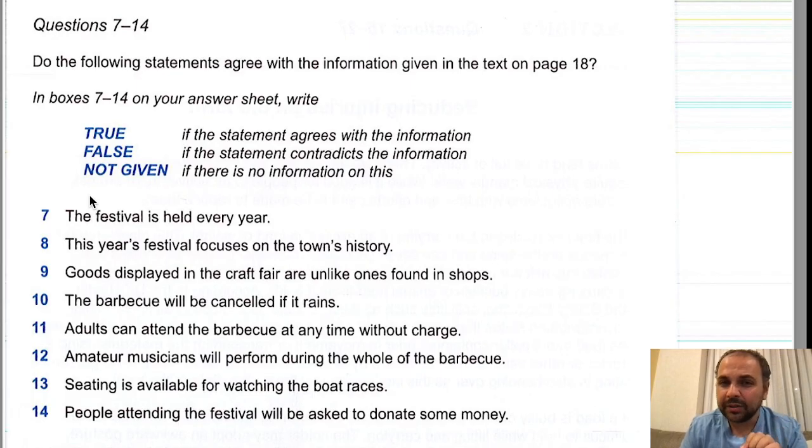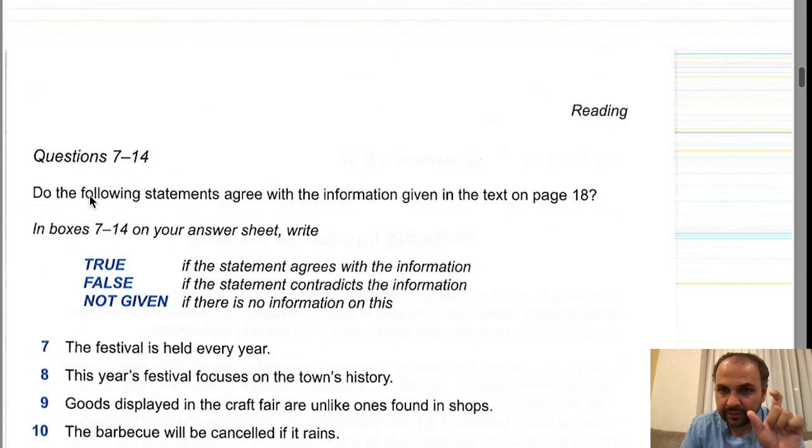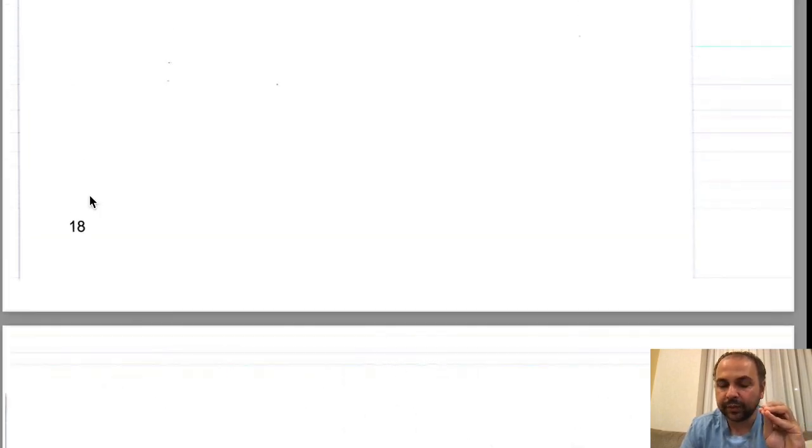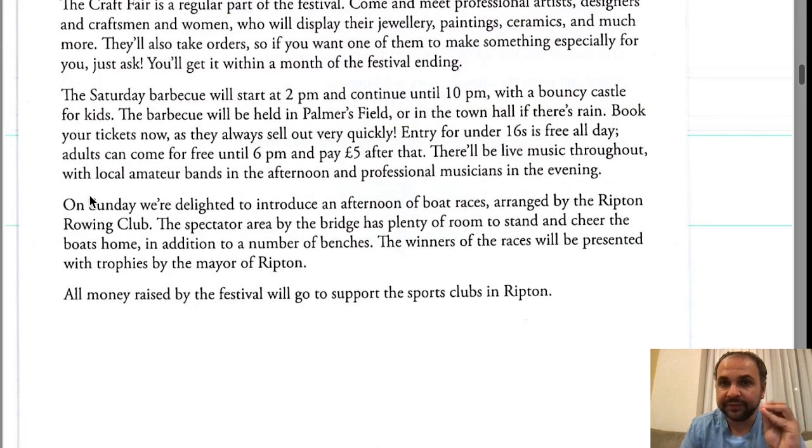Number 11. Adults can attend the barbecue at any time without charge. So I'm trying to look for the information, so I need to scan the particular part of the text where it deals with the money, payment, fees, and so on. But adults, pay attention, because entry for under 16 is free all day, but it's not under 16, that's for adults. However, adults can come for free until 6 p.m. and pay £5 after that.